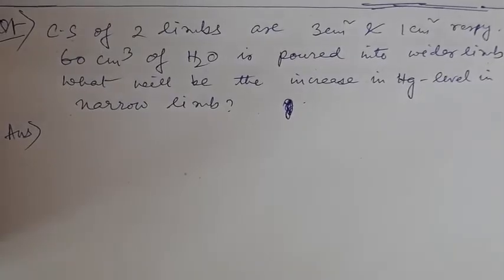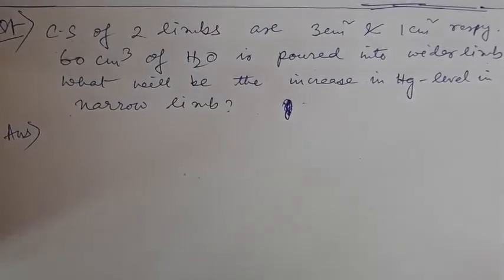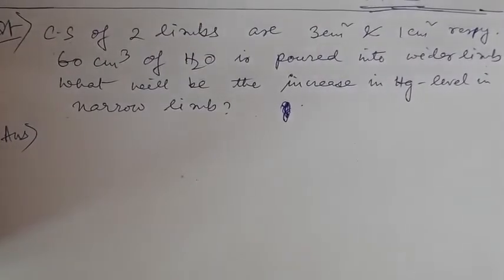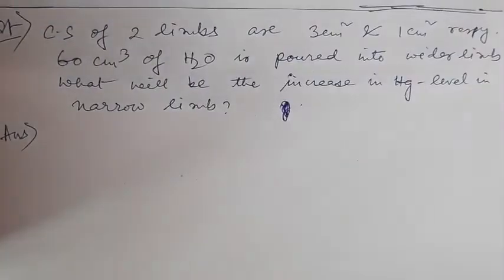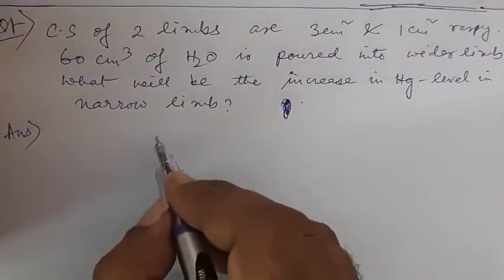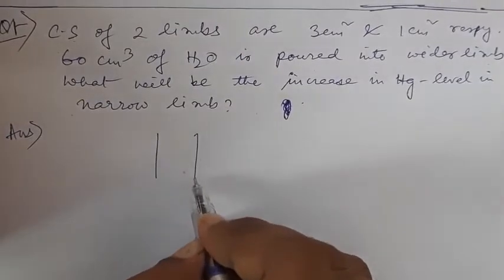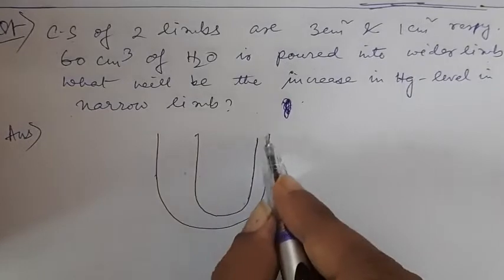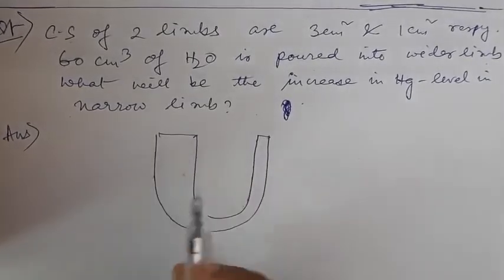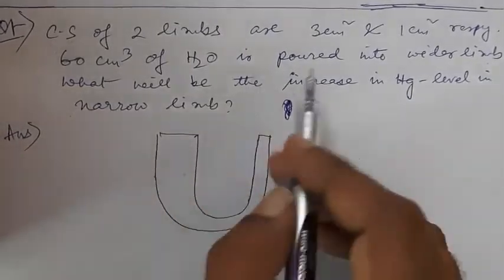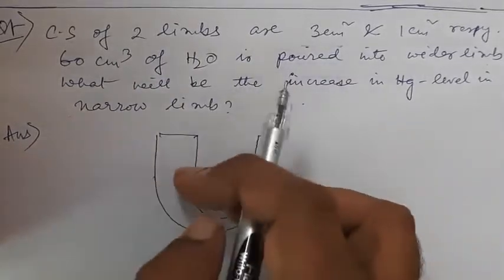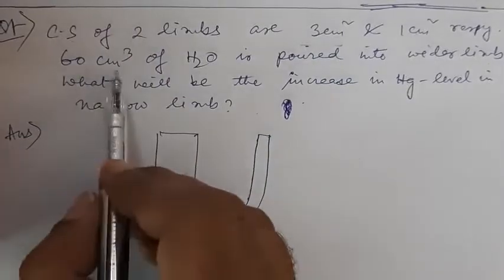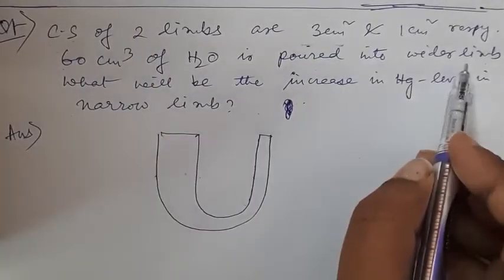Now another problem in which the cross sections are not the same. So let us first try to draw the diagram in which the two limbs are not the same. This is one limb which is thicker of the two. One limb has an area of cross section of 3 centimeters square and the other has an area of cross section of 1 centimeter square. Now 60 cubic centimeters of water is poured into the wider limb.